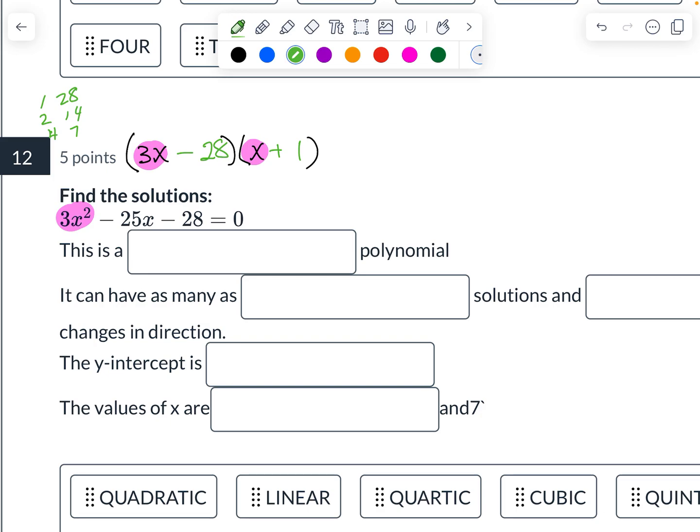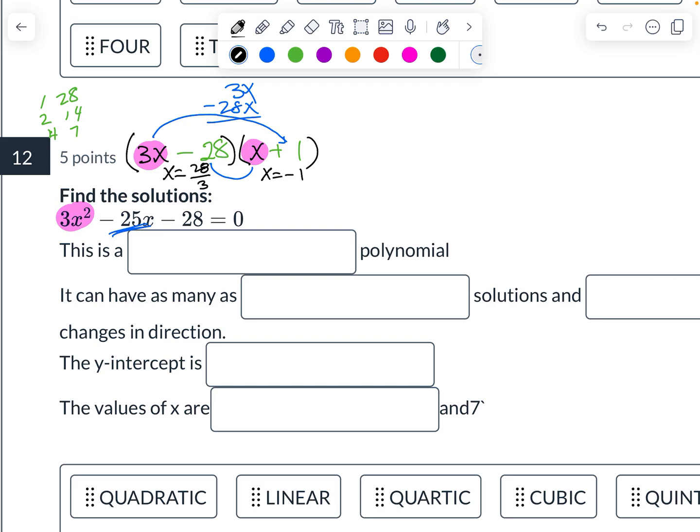Okay, so what I did there, friends, was a lot of mental math. If I take this times this, I get 3x. And if I take this times this, I get negative 28x. If I add them together, I get negative 25x. And negative 28 times 1 is that. And so if I solve this one, I would get x equals negative 1. And if I solve this one, I would get x equals 28 over 3.